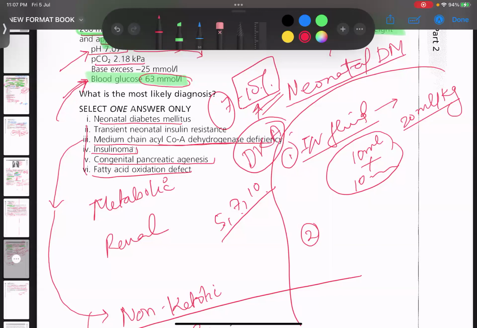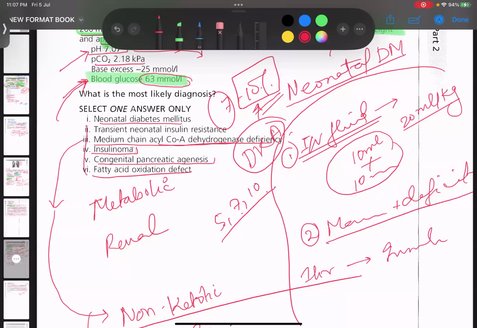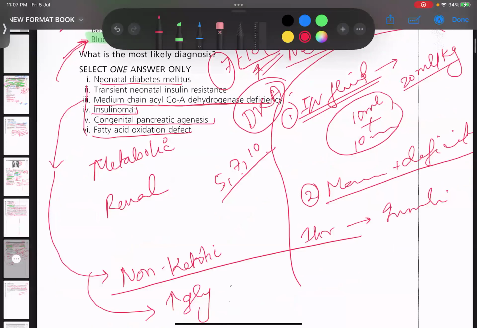In DKA, first one is IV fluid. After that, this is the bolus fluid we are giving. We'll start with the maintenance plus deficit fluid. Maintenance plus deficit. After 1 hour, we'll start with the insulin. Not before that. And whenever we are going with maintenance plus deficit, along with the 0.9% sodium chloride, what is another electrolyte we're supposed to add? 20 ml of potassium chloride with every 500 ml of IV fluid. Remember that.